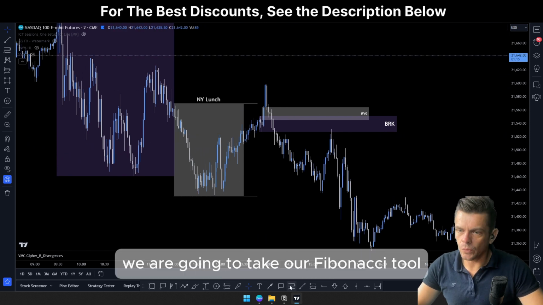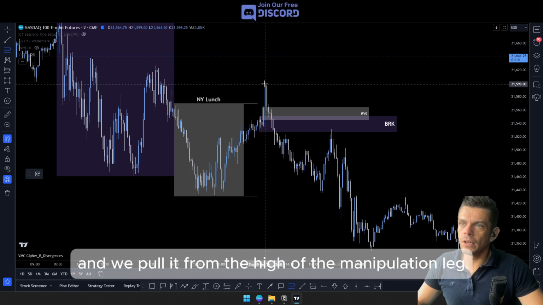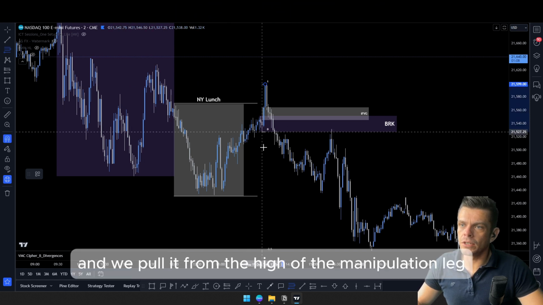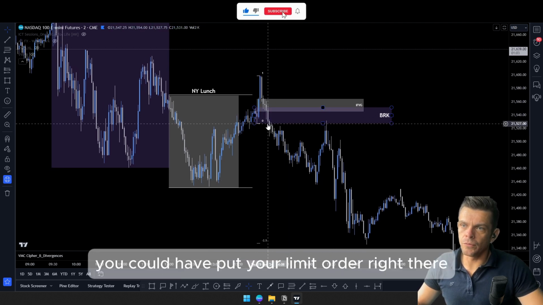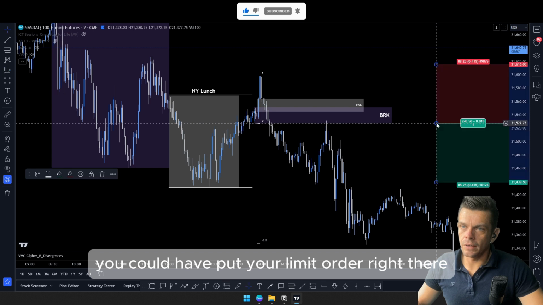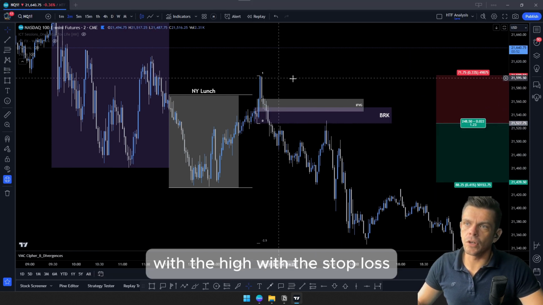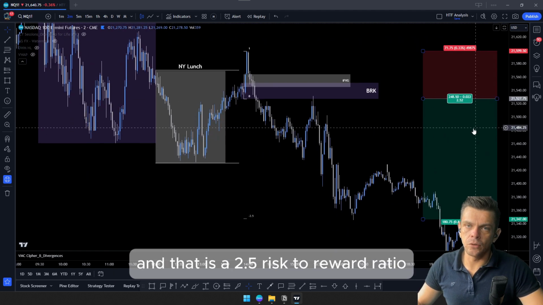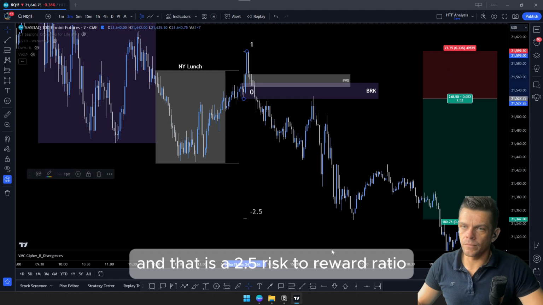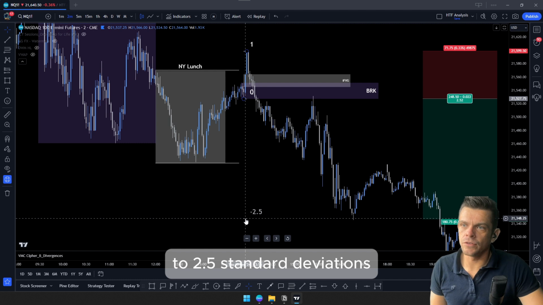Now we are going to take our Fibonacci tool for the standard deviations and we pull it from the high of the manipulation leg to the low of the manipulation leg. As you can see, you could have put your limit order right there at the bottom of the breaker block, with the stop loss right at the high of the manipulation leg, and that is a 2.5 risk to reward ratio, to 2.5 standard deviations.